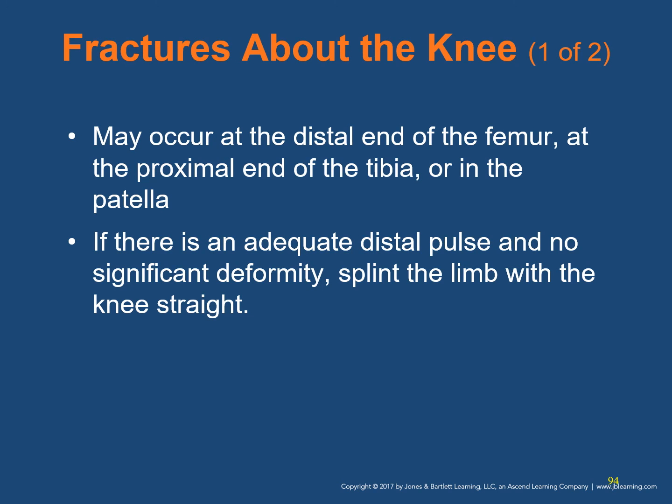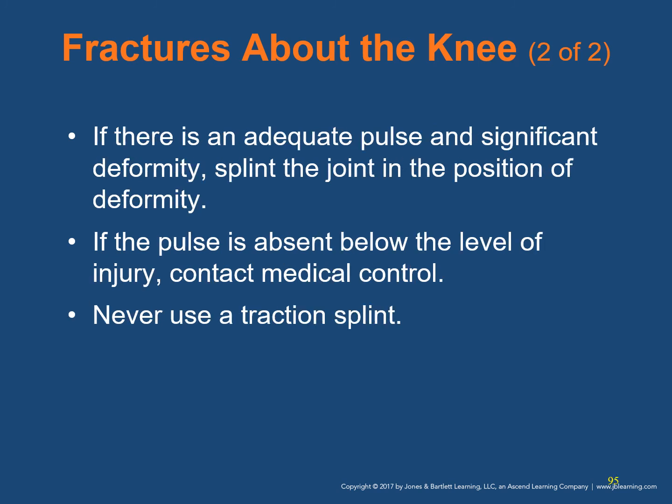If there is an adequate distal pulse and no significant deformity, splint the limb with the knee straight. If there are adequate pulses and significant deformity, splint the joint in the position of deformity. If the pulse is absent below the level of injury, suspect possible vascular and nerve damage and contact medical control. Never use a traction splint if you suspect a fractured knee.